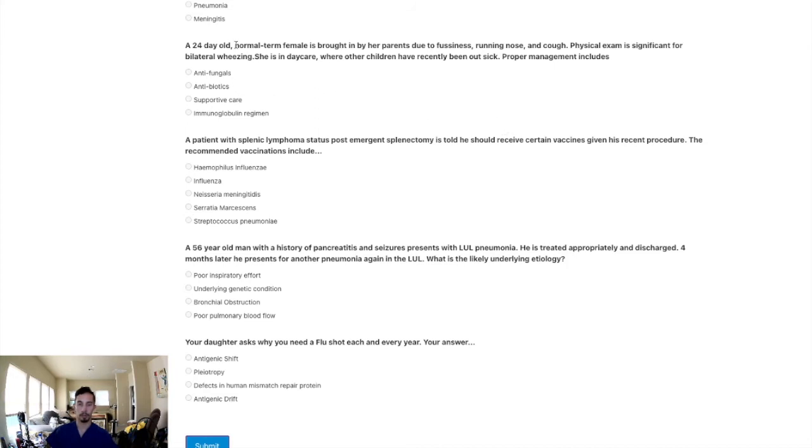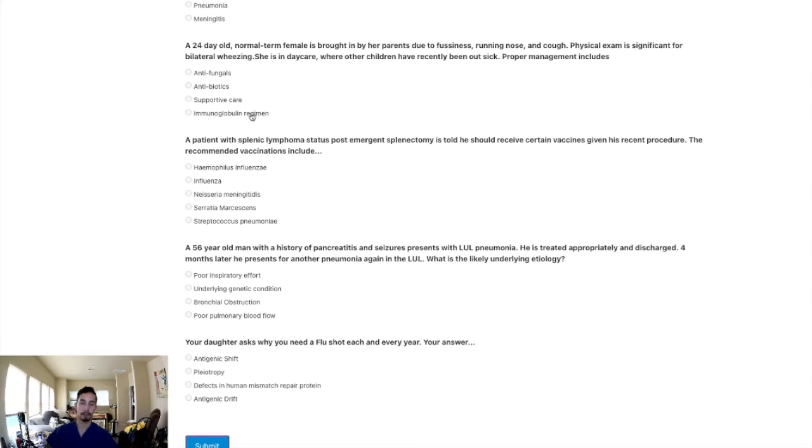Well, we have a 24-day-old normal term. So normal term is making me think she's at least immunocompetent. She's not someone like a preemie that needs a little bit more help. She has these nondescript symptoms that don't seem too severe, just some fussiness, runny nose, and cough. But on her physical exam, she has bilateral wheezing. So wheezing with URI symptoms and other kiddos being sick makes me immediately think, in this age group, of virus, often RSV, makes me think of bronchiolitis. So in that case, supportive care would be my choice, and I think that is the correct answer.